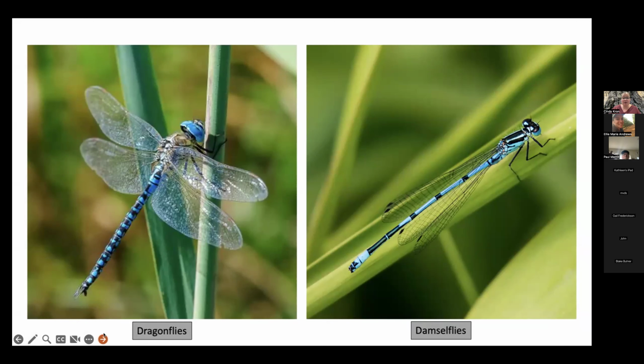Dragonflies and damselflies, adults and larvae, are predaceous. These are actually beneficials to have around, and these are good to have in a cropping system.